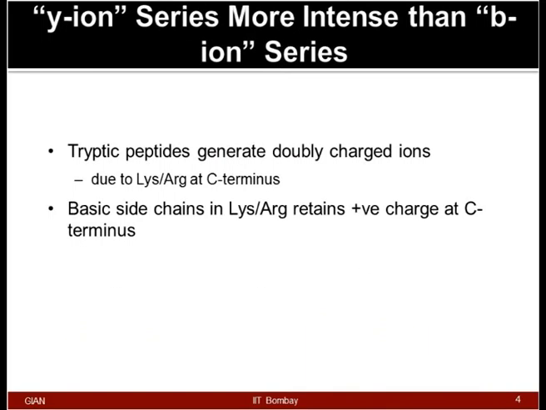The question is why the Y ion series is more intense than the B ions, because if you look at the actual data you will find that there are many Y ions in red, whereas very few B ions are in red. The main reason is the basic side chain, especially when you are doing trypsinization, where the cleavage happens at the lysine and arginine residues. They generate the positive charge at the C terminus, which is part of your Y ion series, and therefore you will have a much more intense Y ion series as compared to the B ions, right.